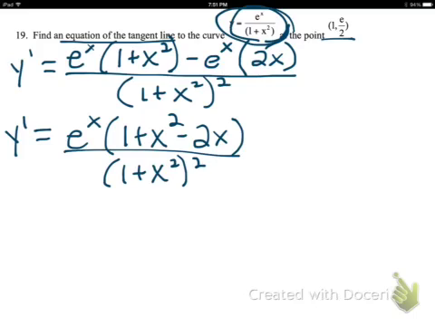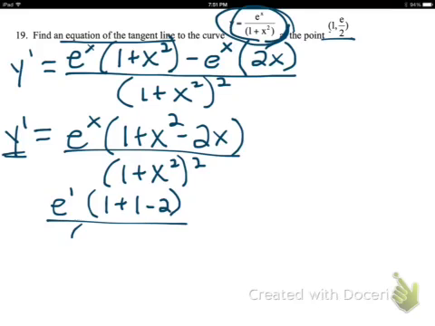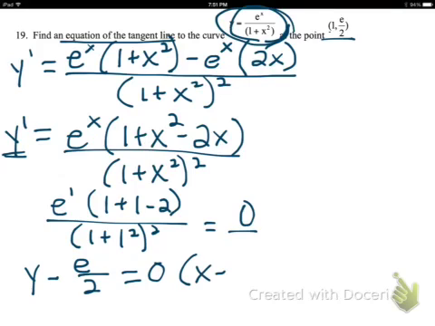Okay, so now I need to find the slope of that. So I need to find the derivative when x is 1. So now I need to plug 1 into that. So I'd have e to the 1 times 1 plus 1 minus 2, over 1 plus 1 squared, which is what? I'd have e times 0, so it would be 0. 0 divided by, what's that? 1 plus 1, 2, 4. 0 divided by 4 is 0. So all of that for a slope of 0. So my tangent line would be y minus e over 2 equals 0 times x minus 1. Or you know that you just have a horizontal line, so it's just y equals e over 2.